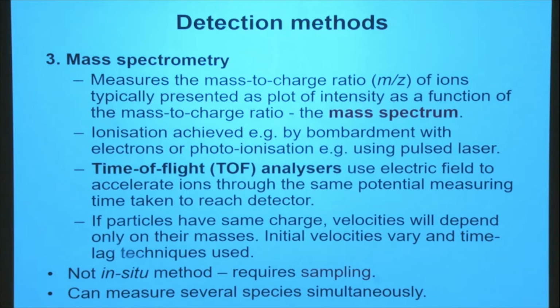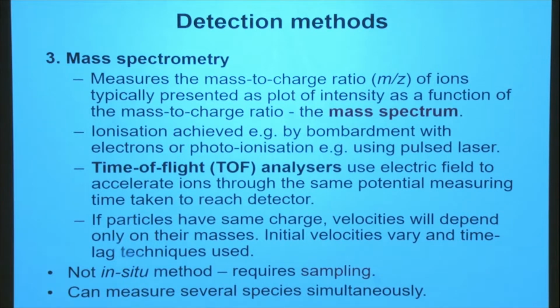So ionization is achieved by bombarding the reaction cell with electrons or with photoionization using a high-energy laser. And we can also use time-of-flight analyzers. And what we're doing here is using an electric field to accelerate ions through the detector, and particles with the same charge but with different masses will have different times of flight. And so by measuring signal, we can recognize what species are coming out at different times from our system.